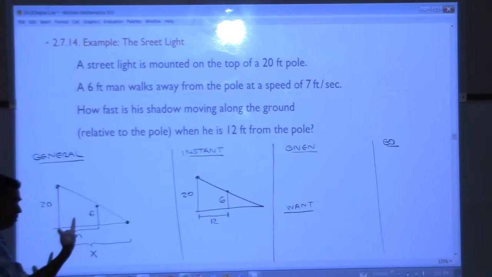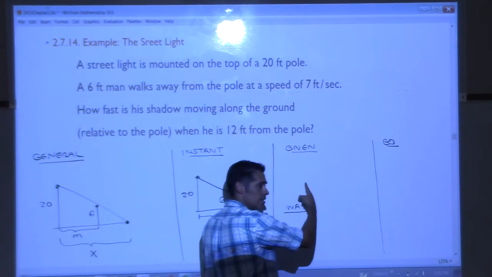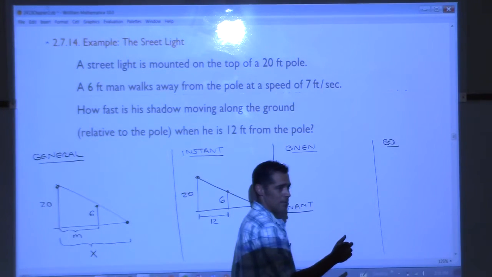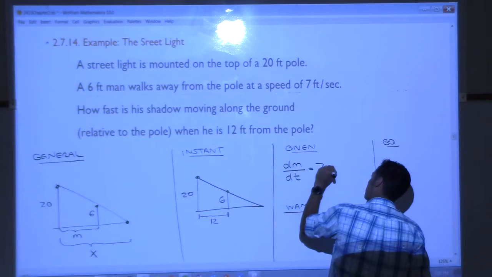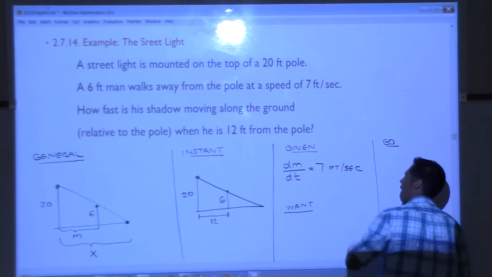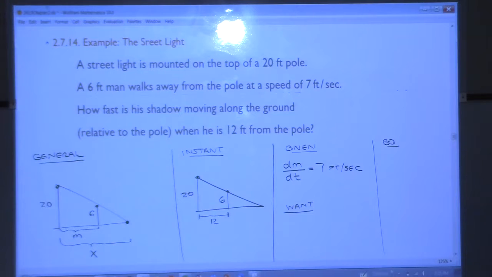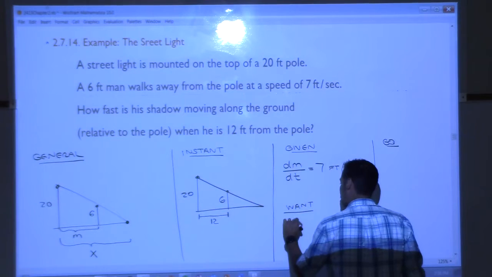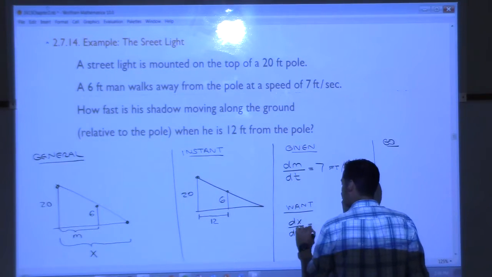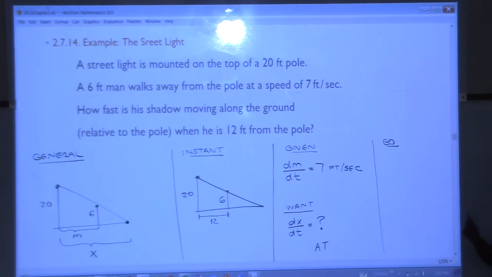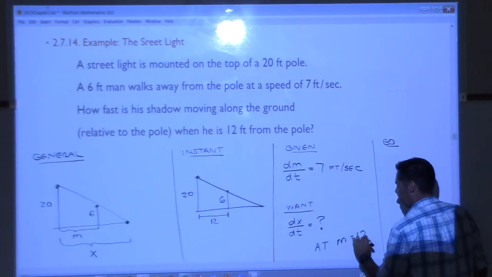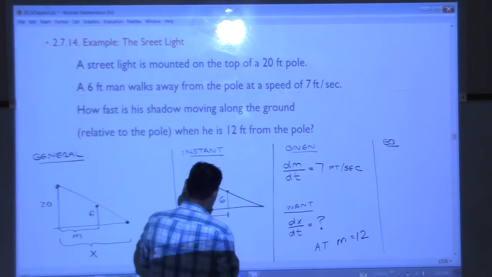Now, what is this? dm/dt is 7 feet per second. All right. What is it that we want? dx/dt. That's the thing we wanted. We want to know how fast his shadow is moving relative to the pole at what moment in time? When are we snapping the picture? When m is 12. At this point right here, this is m.